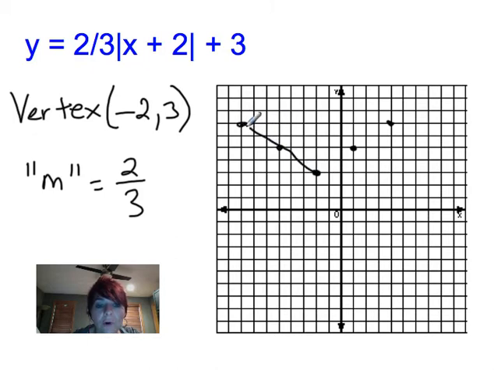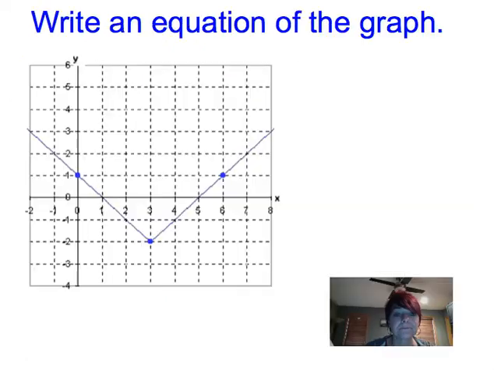So then I connect those points, and I have my upward V absolute value equation graphed. Now let's go backwards. Let's write the equation of the graph.